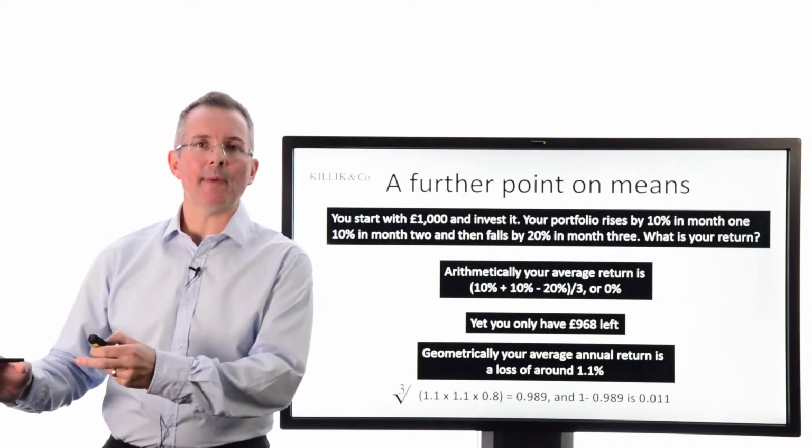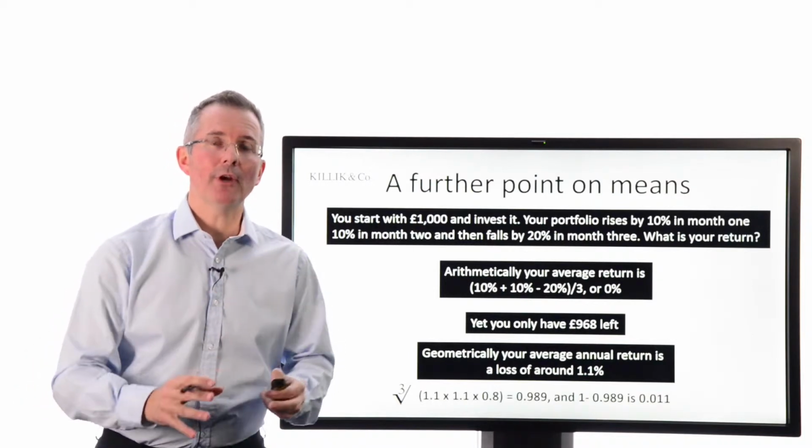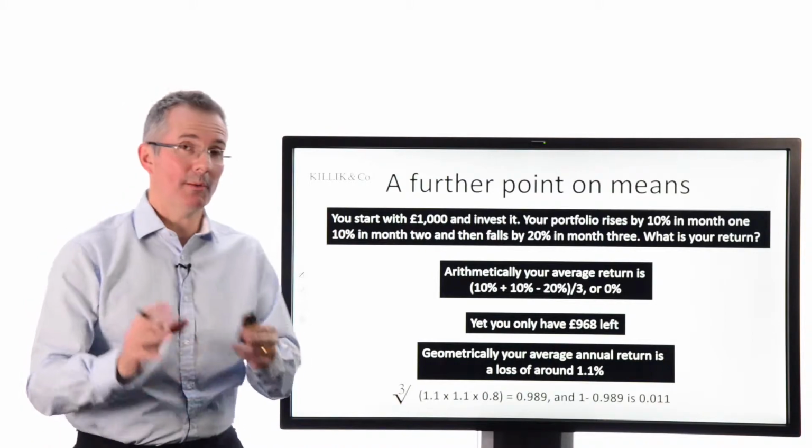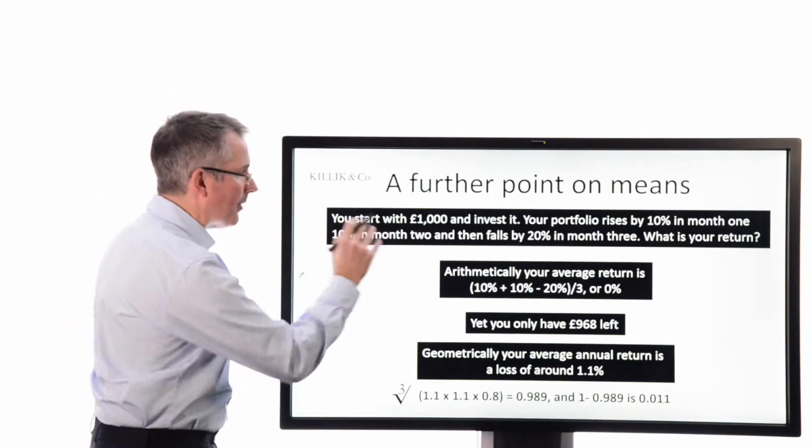Now, just to take the mean a little bit further, there are two versions of the basic mean, the arithmetic, which we looked at just now, and the geometric. And here's another trap you can fall into. Which one should you use? You will come across both in practice. I'll explain it by way of an example.